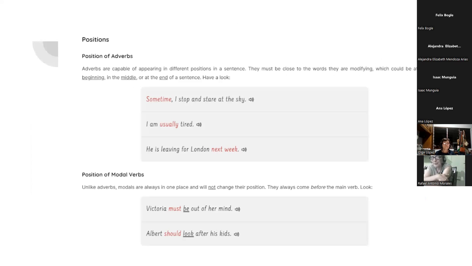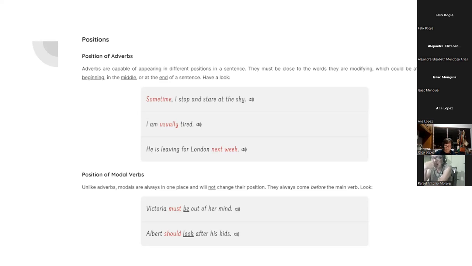Posiciones. Aquí estaban las posiciones que siempre es bueno recordar. The position of adverbs, they can appear in different positions, right? At the beginning, like sometime. Usually can be in the middle. And next week is another adverb, right? So that can be at the end of a sentence.